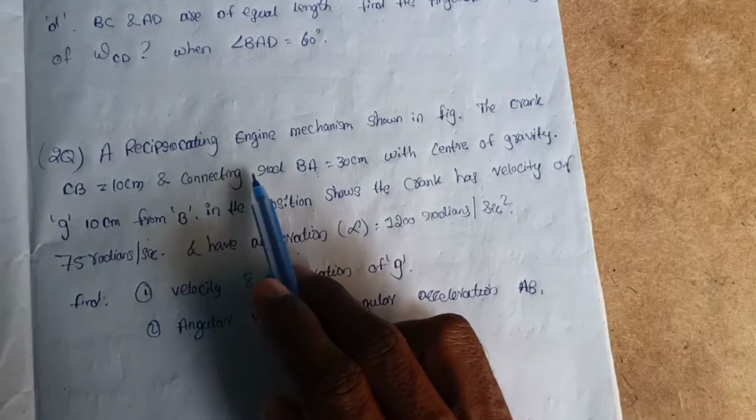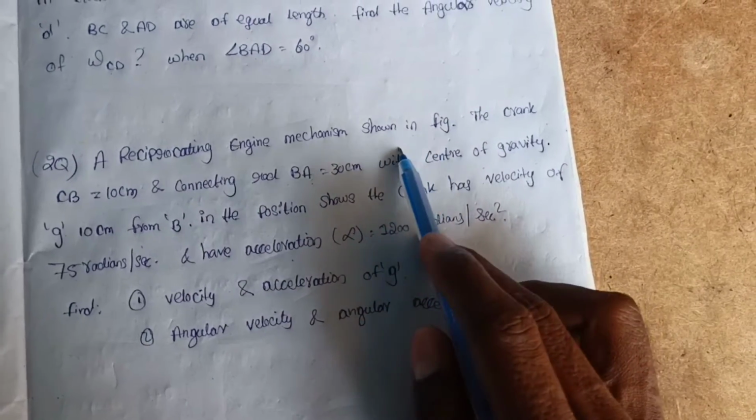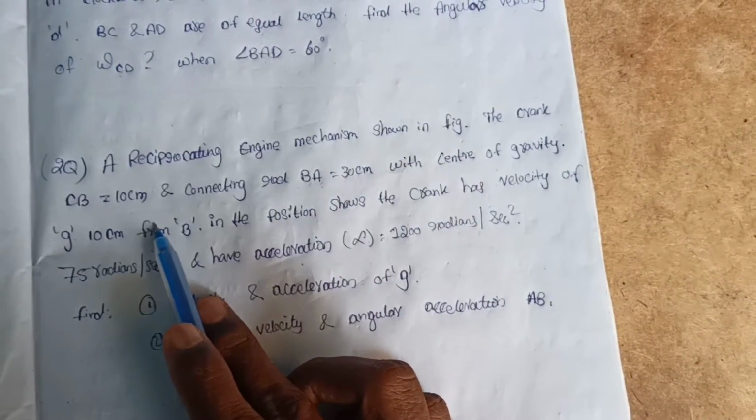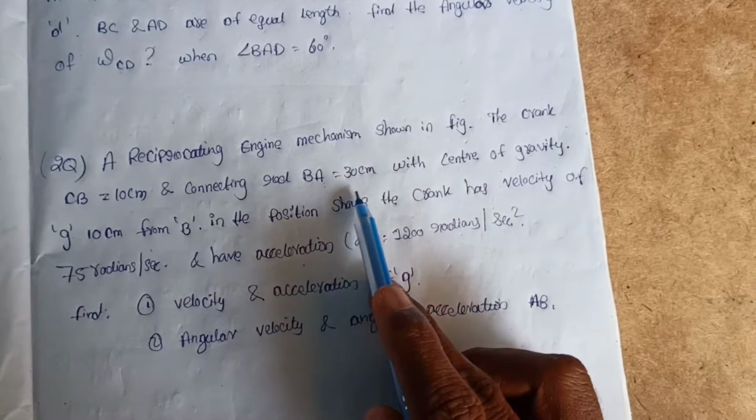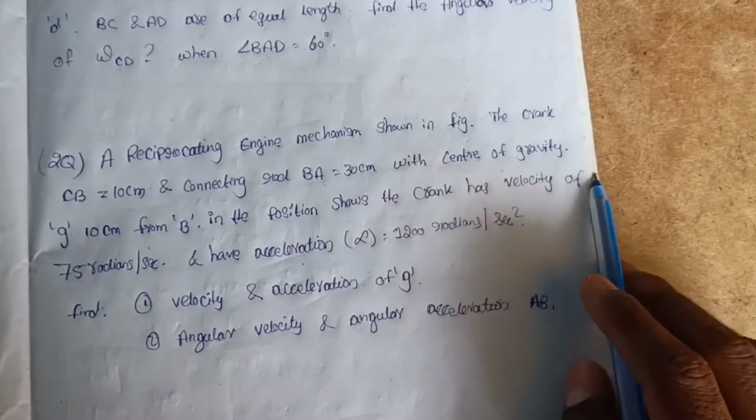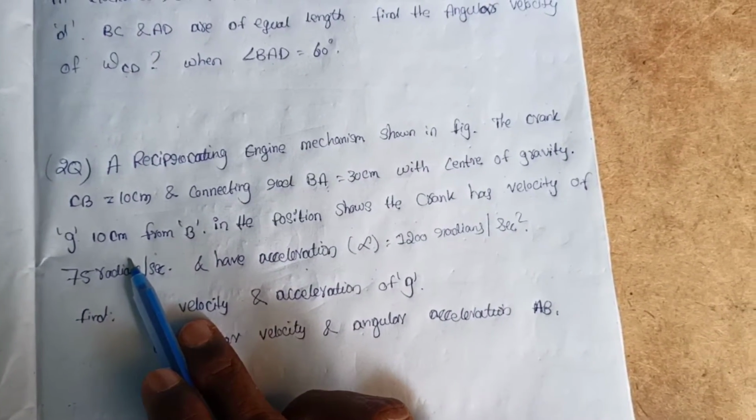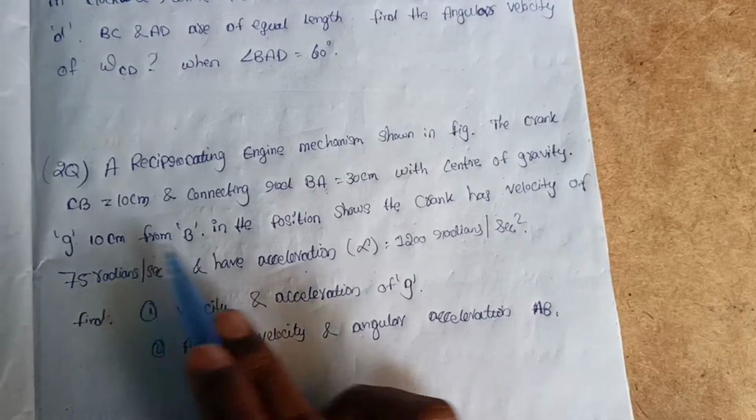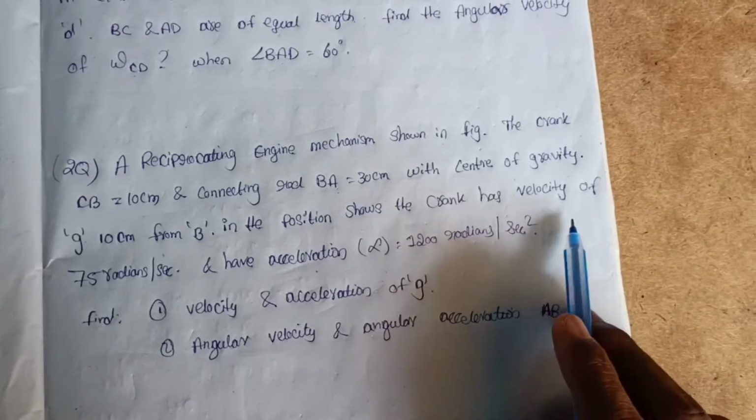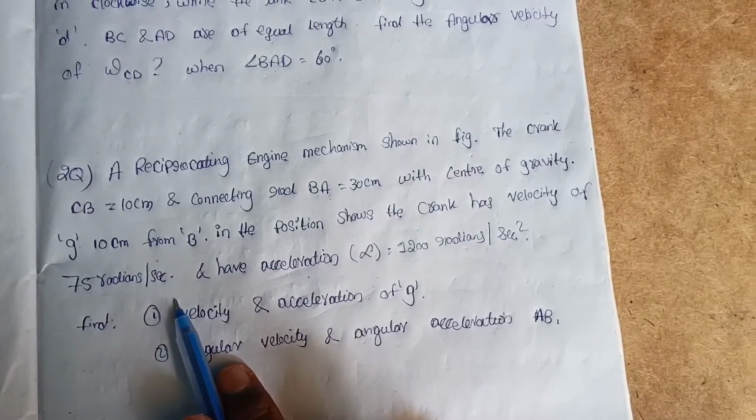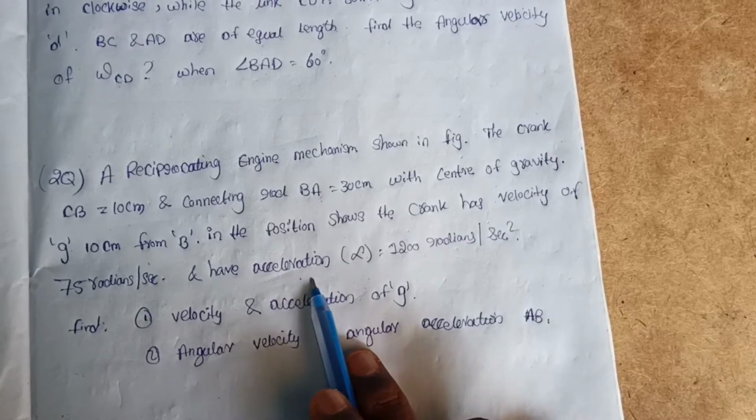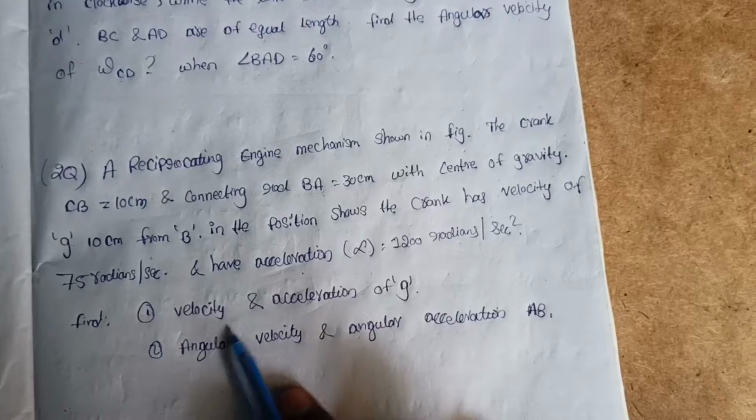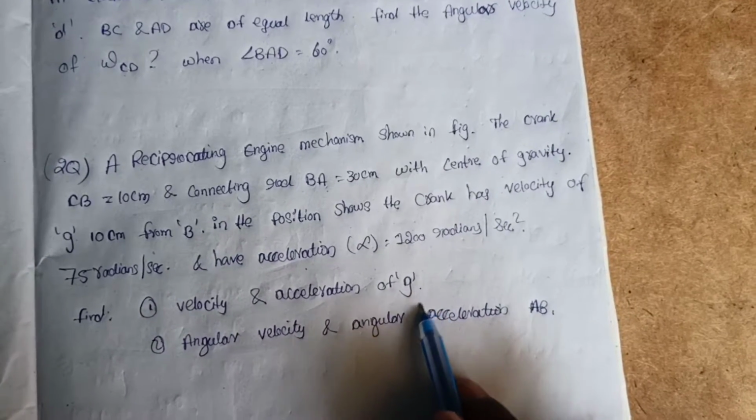A reciprocating engine mechanism is shown in the figure, given in the question diagram. The crank CB is equal to 10 centimeter and the connecting rod BA is equal to 30 centimeter, with the center of gravity G at 10 centimeter from point B. In the position shown, the crank has a velocity of 75 radians per second and an acceleration alpha equal to 1200 radians per second square. We want to find the velocity and acceleration of G.